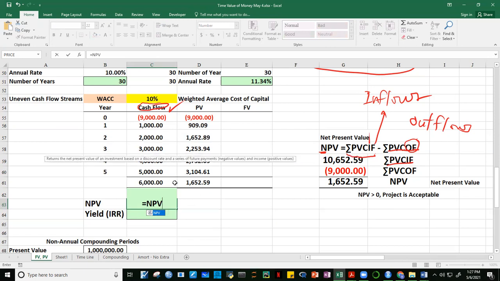Okay, pero tingnan muna natin to ah. Let's read what this says. The NPV function of Excel says it returns the NPV of an investment based on a discount rate. Okay, so may discount rate tayo, yung WACC. And a series of, okay, anong sabi dyan guys? Series of what? Ano yung word?